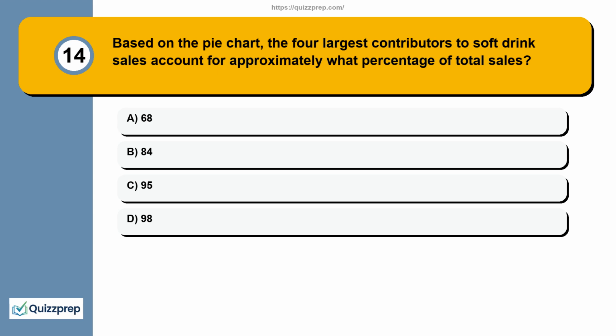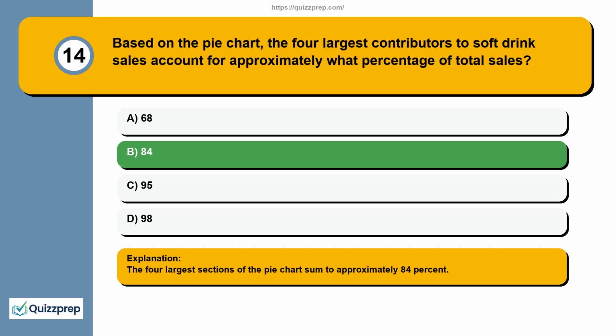Question 14. Based on the pie chart, the four largest contributors to soft drink sales account for approximately what percentage of total sales? 68, 84, 95, 98. The four largest sections of the pie chart sum to approximately 84%.